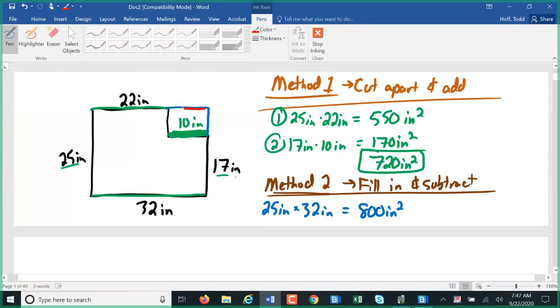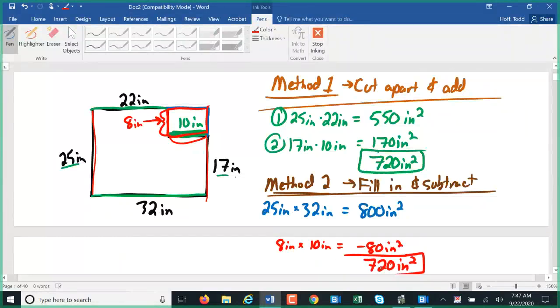But then there's a little rectangle in the corner here that we had to fill in that's actually missing. We have to subtract it back out. Well, we know this is 10 inches here. We need to know this dimension. What's that dimension? 8 inches. Very good. The 25 and the 17 are the only other vertical dimensions, so we combine those to get that 8 inch. So that piece that's missing is 8 inches by 10 inches, or 80 square inches. We subtract, we have 720 inches squared.